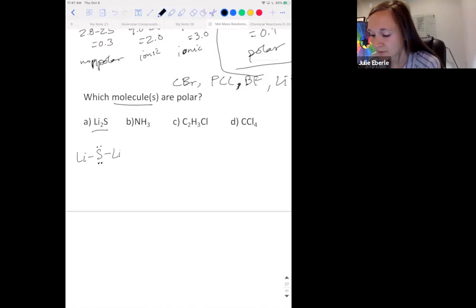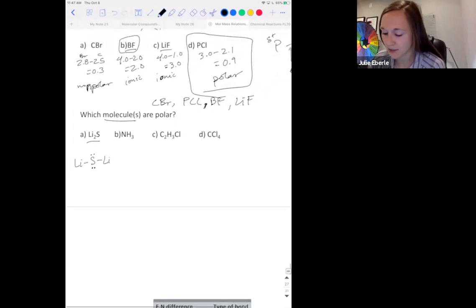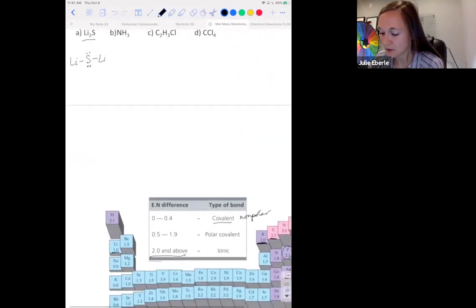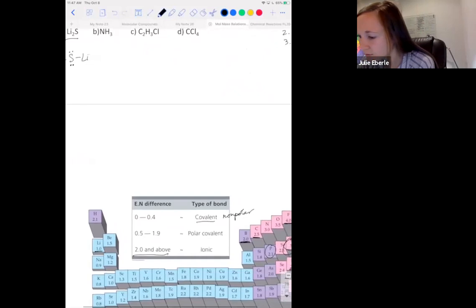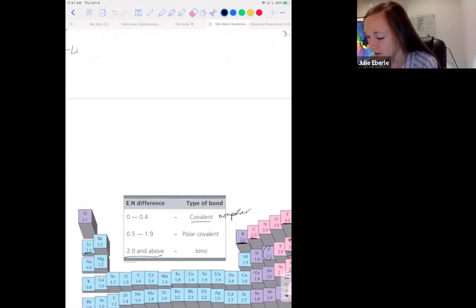Now, what do y'all think we should do next here? We need to look at the electronegativities. So lithium is 1, sulfur is 2.5 over here. So what's the difference?